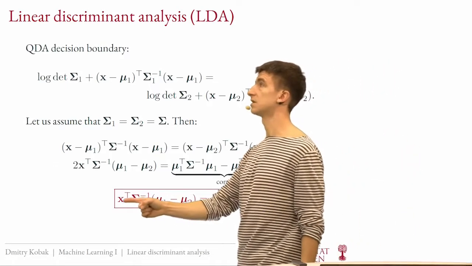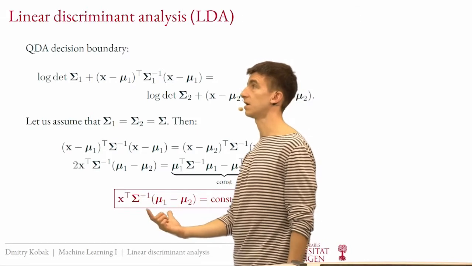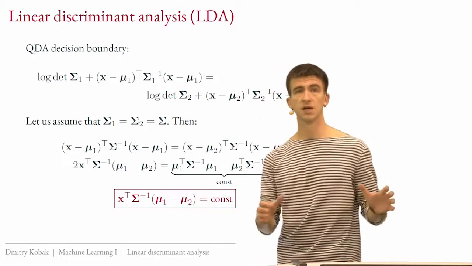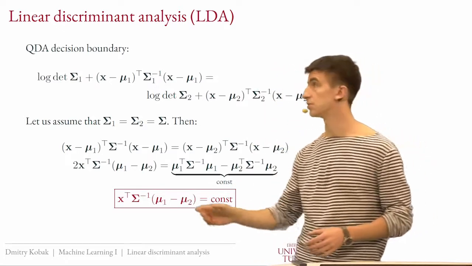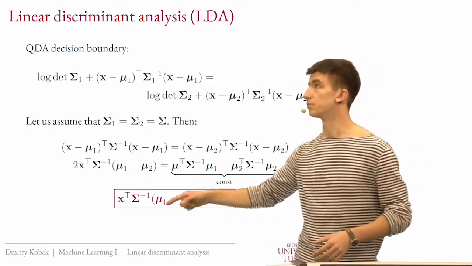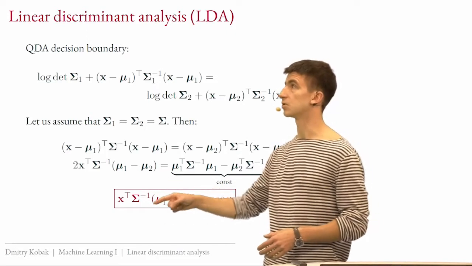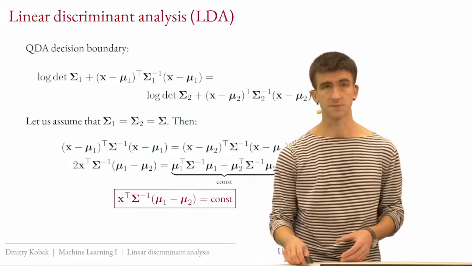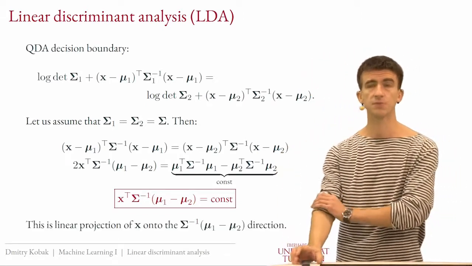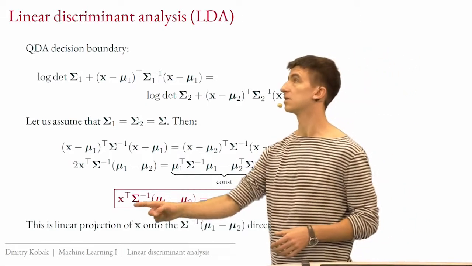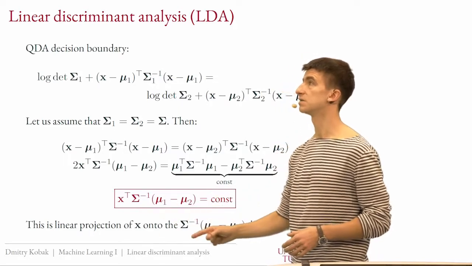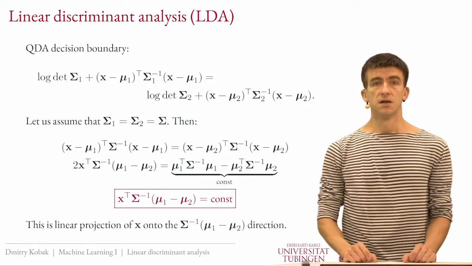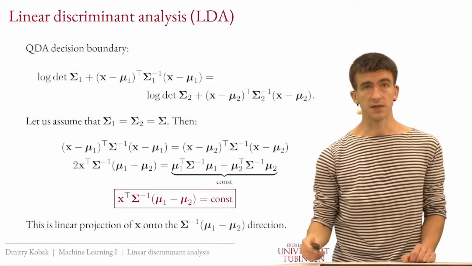So we have x transpose times something, and something is just some vector. For the moment, we can just think about it as some vector. If you know the sigma and mu, you plug it all in and you compute some vector. So what we have here is x times vector equals a constant. This is a linear projection of x onto this vector, inverse of sigma times the difference between the means. And this corresponds to the linear decision boundary.